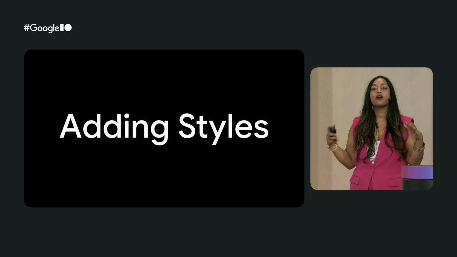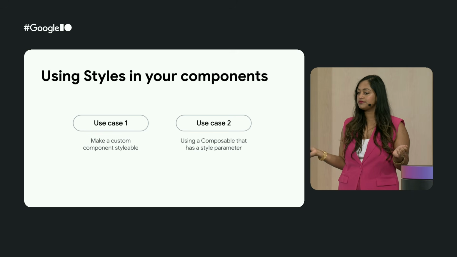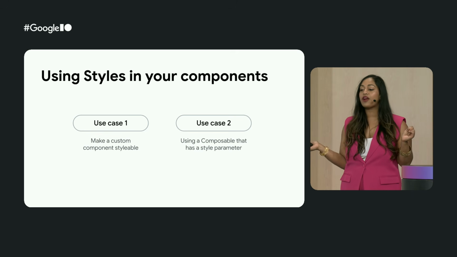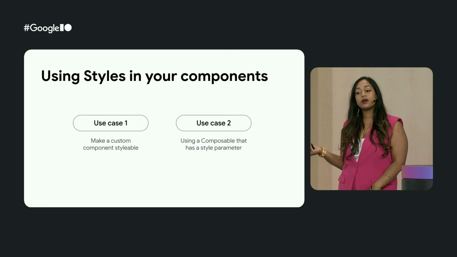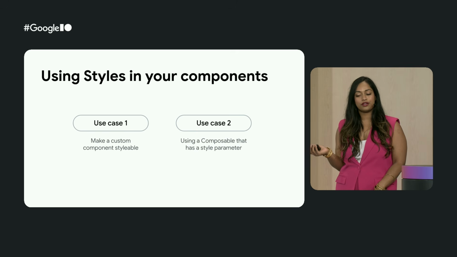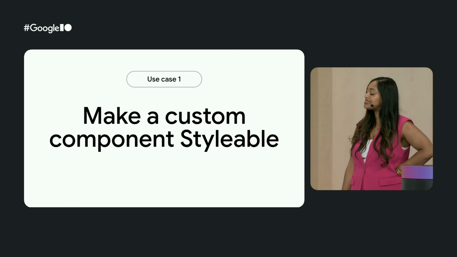OK, so now you know what a style is. Let's see how you would use a style. There are two use cases for adding styles to your components. One is creating a custom component and making it stylable, and the other is using a composable that has a style parameter. So let's look at how to make a custom component stylable.